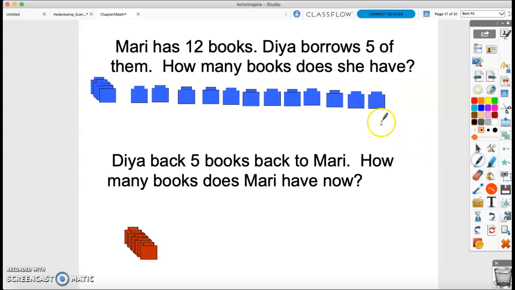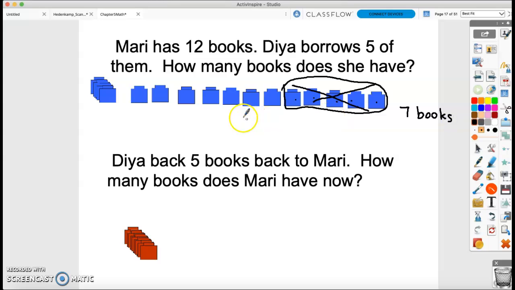So if she borrows them, Mari does not have them anymore, and that's 1, 2, 3, 4, 5. So we're going to take away 5 that Dia borrows. How many books does she have? So she has 1, 2, 3, 4, 5, 6, 7. She has 7 books now.